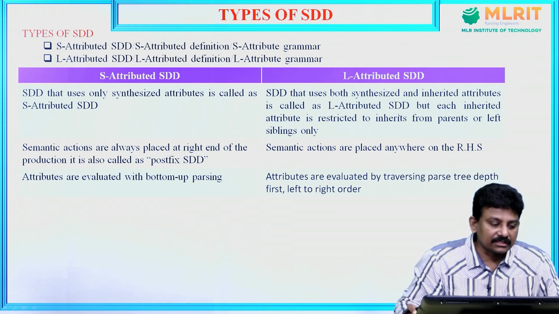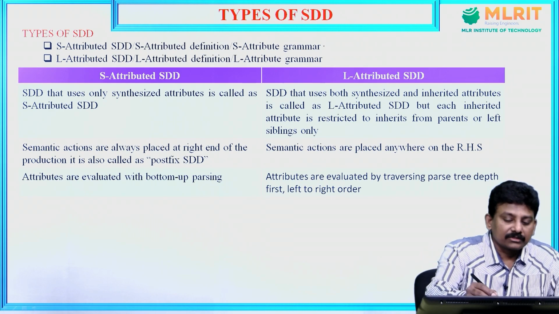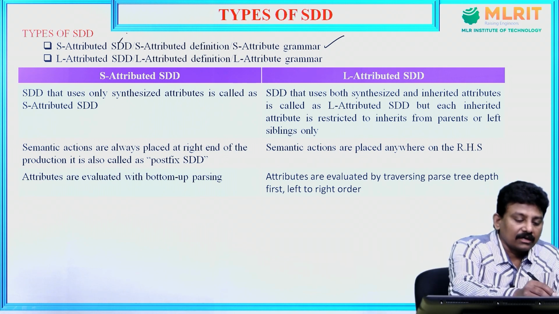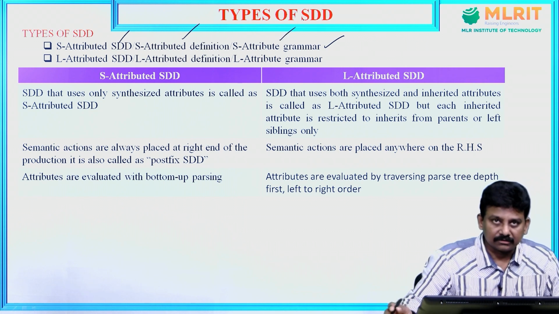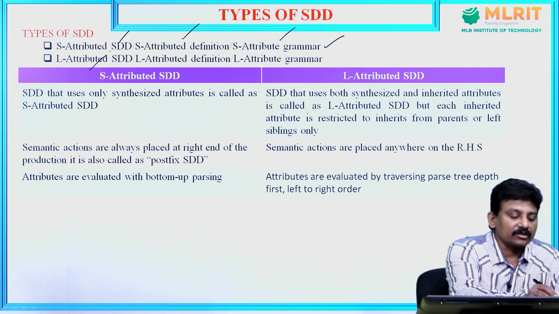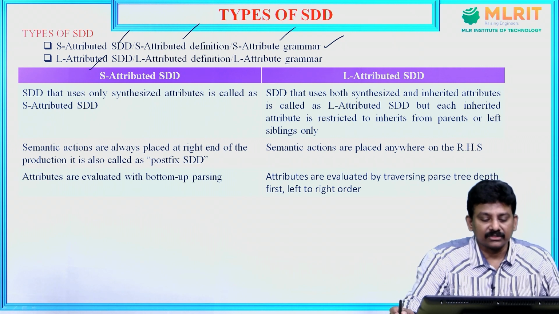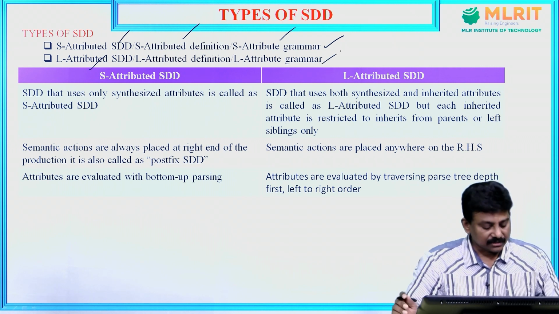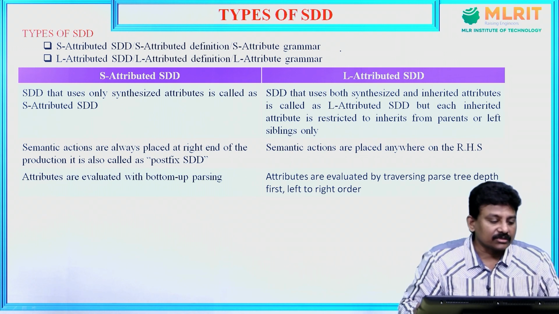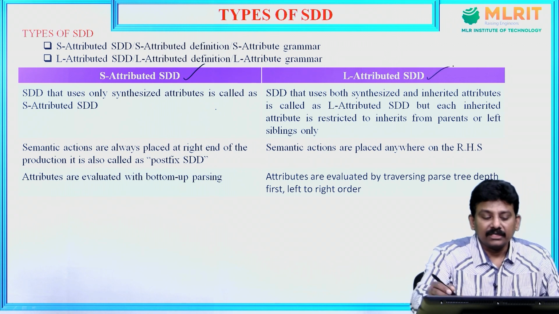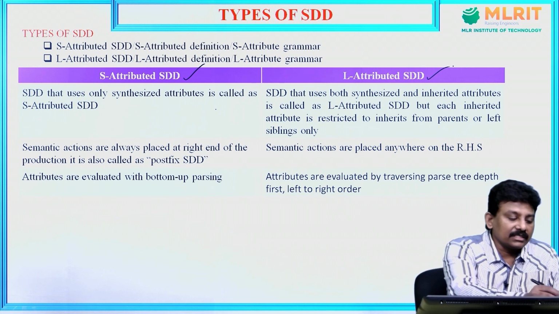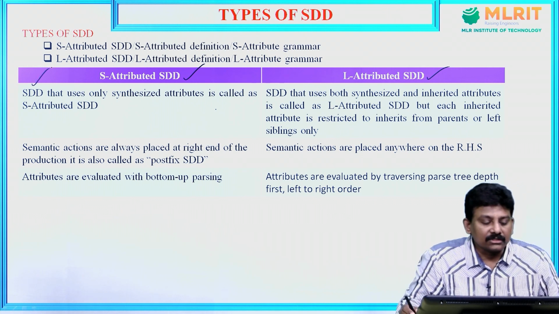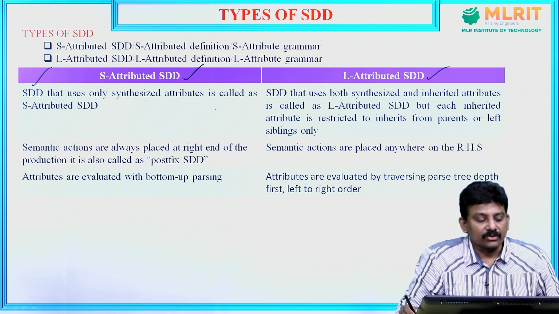Then types of SDD. First one, S attributed SDD, also called S attributed definition, also called S attributed grammar. Then L attributed SDD, L attributed definition, also called L attributed grammar. Basically, we have two types of SDD, S attributed SDD and L attributed SDD. What is S attributed SDD? An SDD that uses only synthesized attributes is called S attributed SDD.